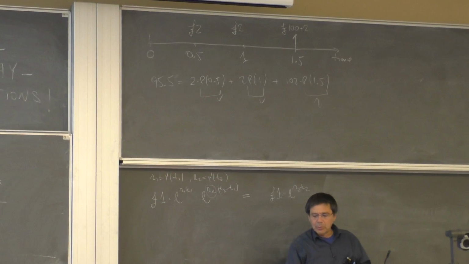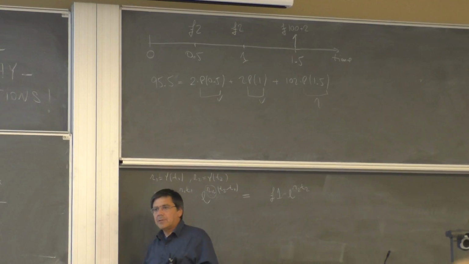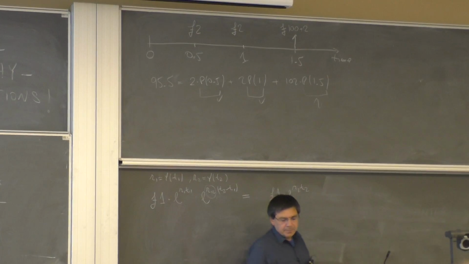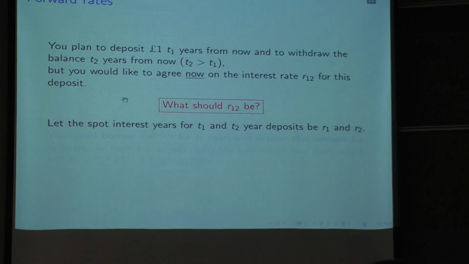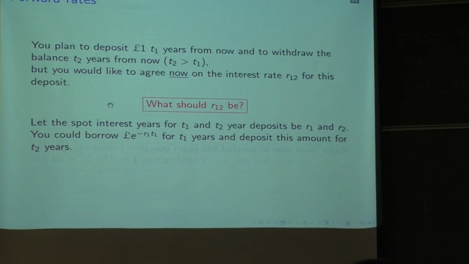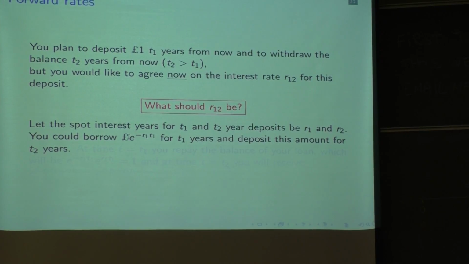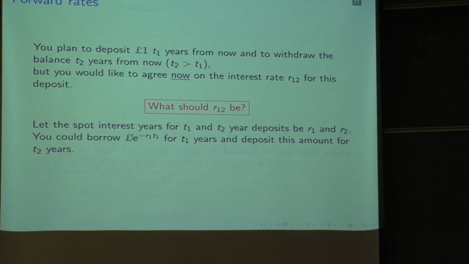Here's another thing we can do with our money. Suppose that I want to arrange to deposit £1 at time T1 and to withdraw the balance of my deposit at time T2. How else can I do this? I'm giving names to the T1 and T2 interest rates as I did here, R1 and R2. I could start by borrowing this precise amount of money for T1 years, and deposit this amount for T2 years. So what happens when I do that?